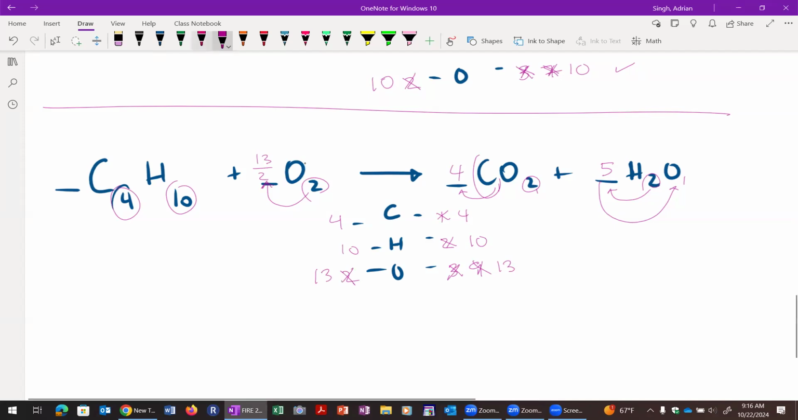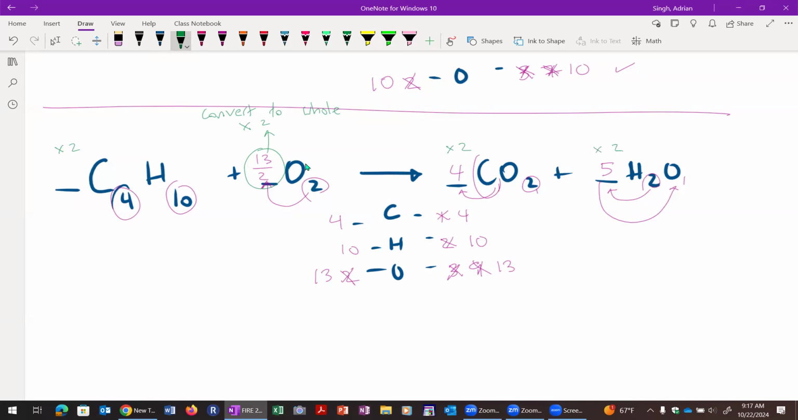However, we want to make sure that we have whole numbers, right? So this is not a whole number. So the way that we convert it to a whole number is we just multiply it. What do we need to multiply it by to get the smallest whole number possible? Well, we're going to multiply it by 2 to get rid of the 2 on the bottom. And if I multiply this by 2, I need to multiply all the other coefficients by 2 as well.